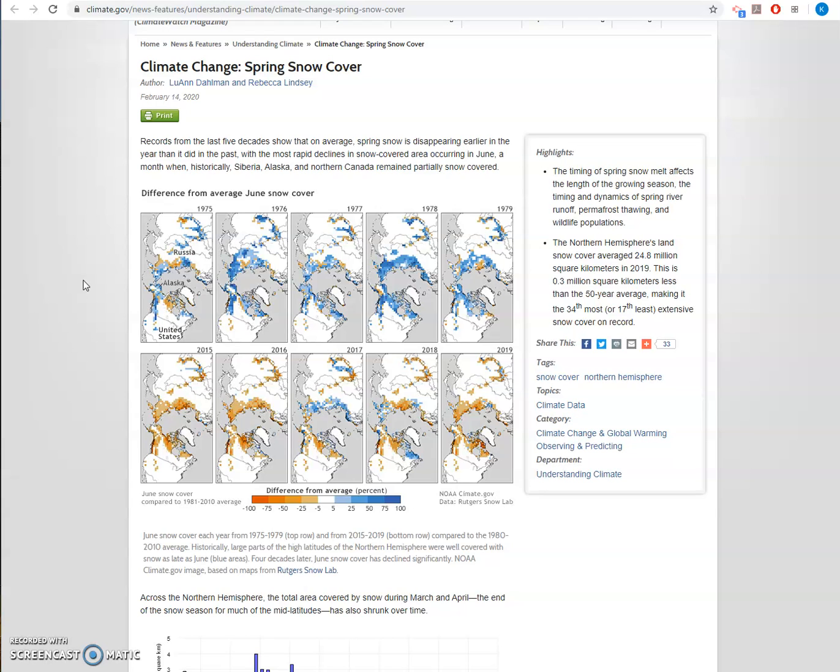So here we go. This is what measured snow cover looks like. Oh boy, look at all this measurement. Here we have 75 through 79 and then 2015 to 2019. It says here records from the last 5 decades show that on average, spring snow is disappearing earlier in the year than it did in the past, with most rapid declines in snow-covered area occurring in June. So June is like midsummer, right? And we're going to lose a lot of snow cover in June.